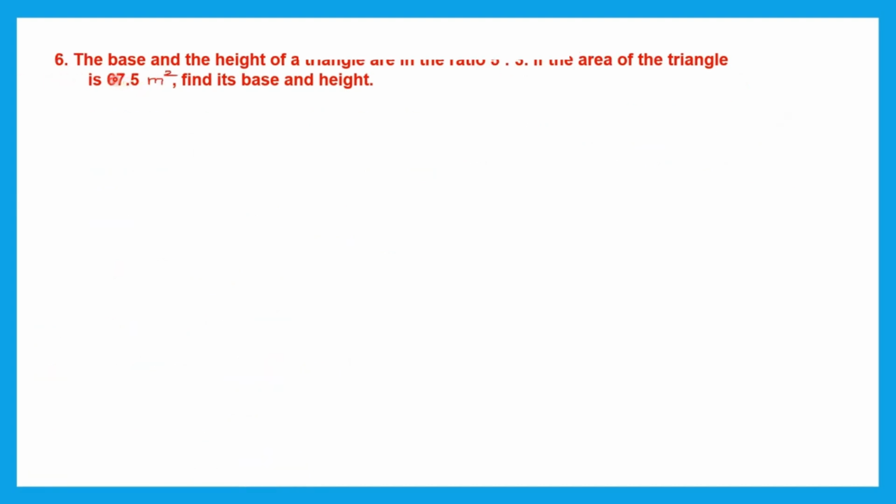Question 6. The base and the height of a triangle are in the ratio 5:3. If the area of the triangle is 67.5 meters square, find its base and height. A very similar question. Once again, the ratio of the base and the height is given. We have to find the actual base and height with the help of the area that's given to us. So again, let's consider the base to be 5x meters and let the height be 3x meters.